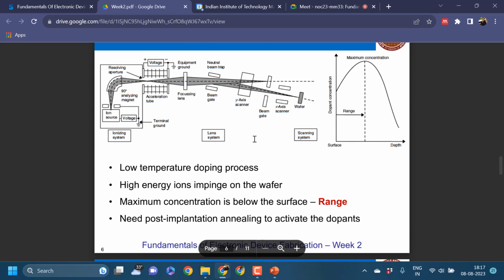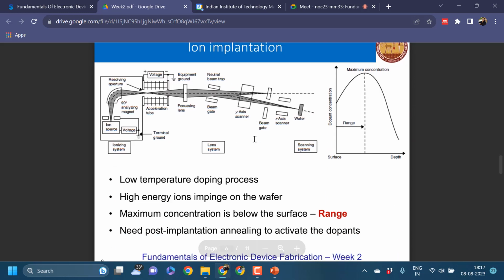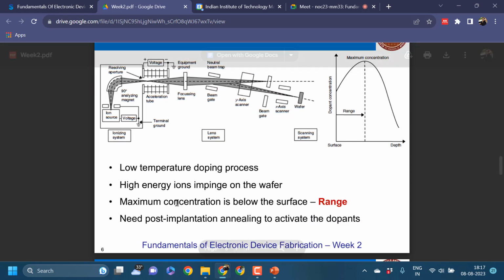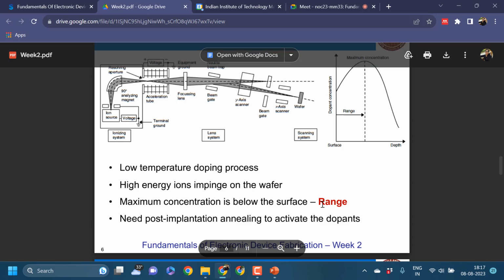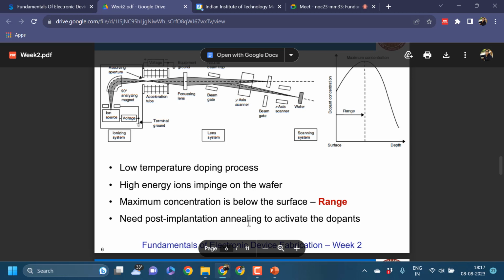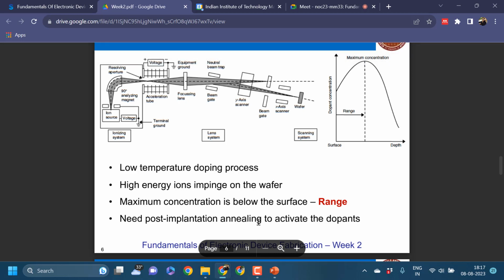When we come to ion implantation, as I mentioned earlier, it's a controlled process, but it is a low temperature doping process. High energy ions will be impinged onto the wafer, and the maximum concentration below the surface is known as the range. One more factor in ion implantation is that it requires post-implantation annealing or heat treatment.